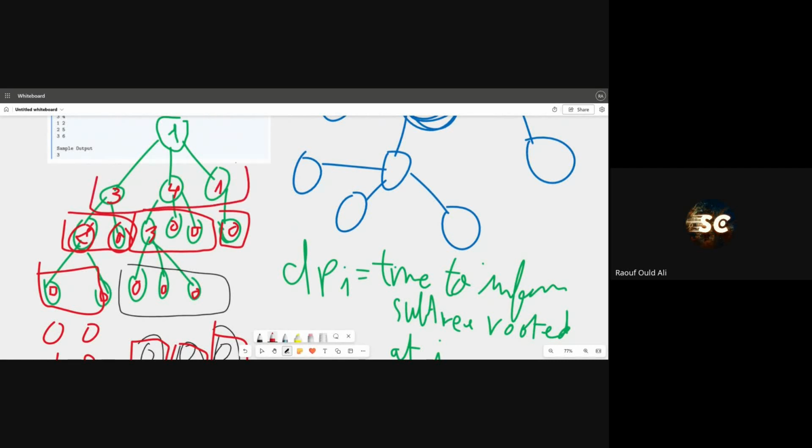Now over these children, we have 4 plus 1, 3 plus 2, and 1 plus 3. So we have 5, 5, and 4. So the answer here is 5. Okay? Does this make sense for everyone?